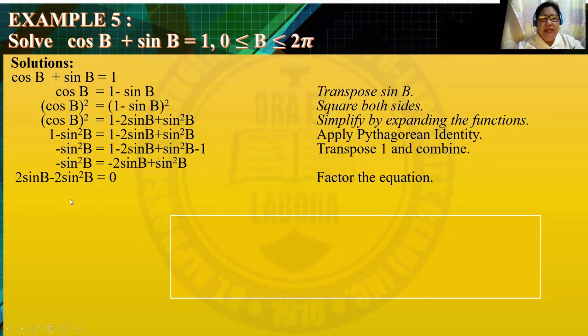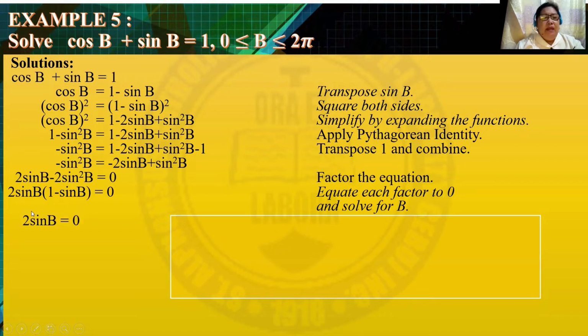Then factor this. We have 2 sine b times 1 minus sine b. That is, this is the common factor. So 2 sine b divided by 2 sine b is 1. Negative 2 sine squared b divided by 2 sine b is sine b. And then equate each factor to 0. So you have 2 sine b equals 0. Divide this by 2. So sine b is equal to 0.